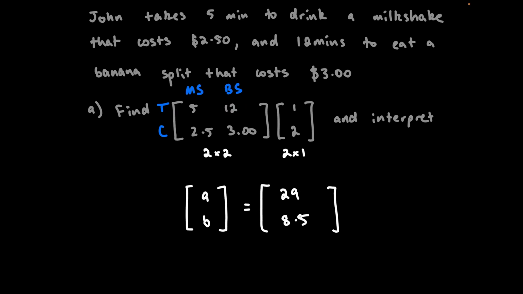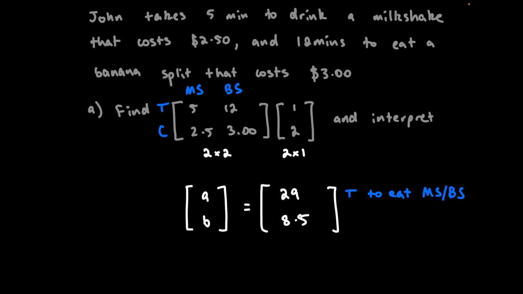So that would mean 5 plus the 24 minutes it took to eat a banana split equals 29 minutes in total of eating time. So this really relates to the time it took to eat both a milkshake as well as a banana split. So that's what this 29 refers to.